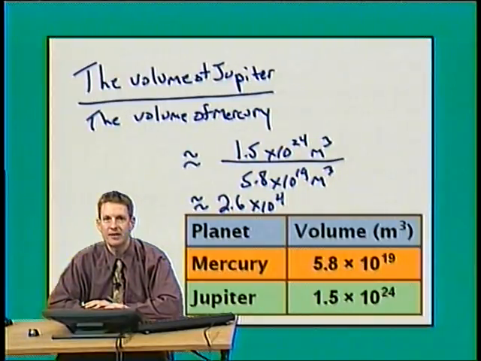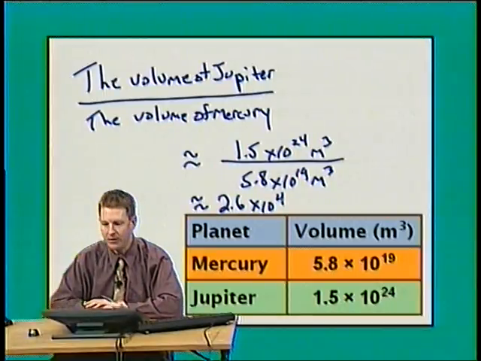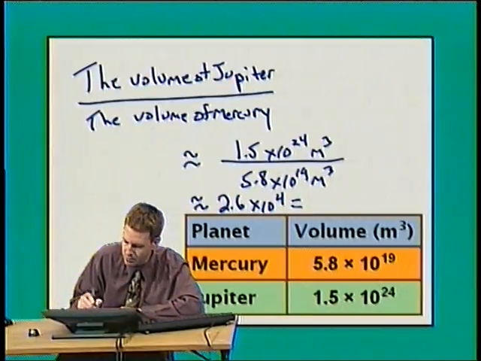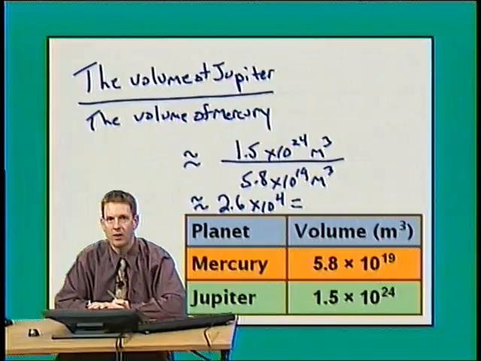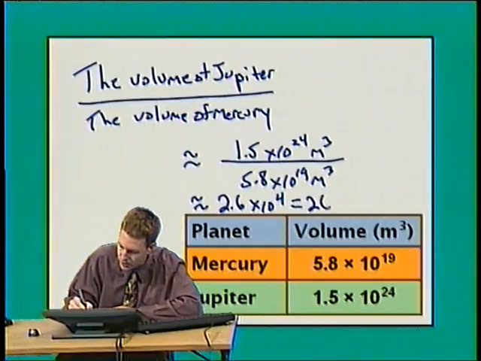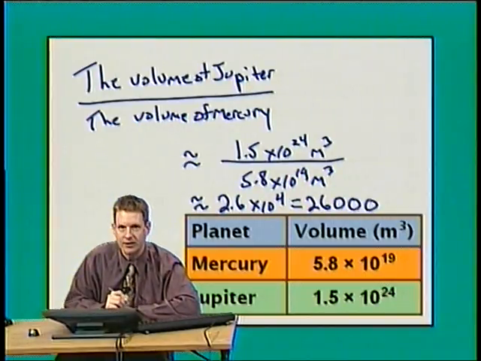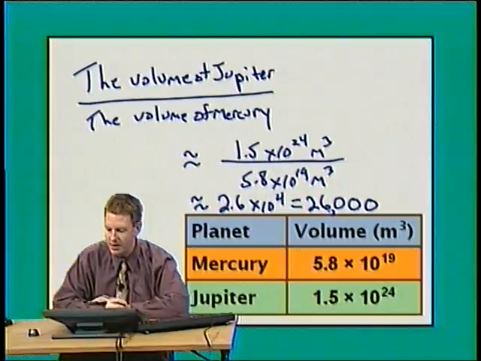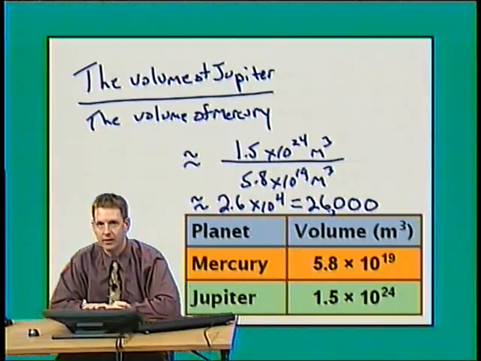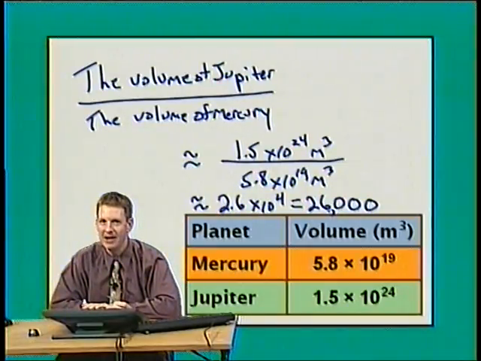What does 2.6 times 10 to the 4th mean in standard notation? Well, I'd need to move that decimal point 4 digits to the right. 2, 6, there's 1 digit to the right, 2 digits to the right, 3 digits to the right, 4 digits to the right. This ratio is about 26,000. The volume of Jupiter is about 26,000 times the volume of Mercury. Good golly, what does that mean?